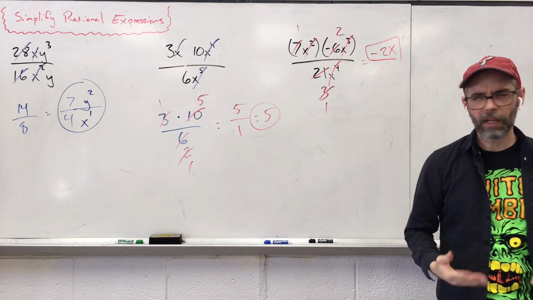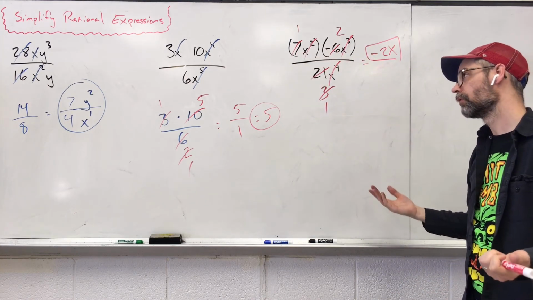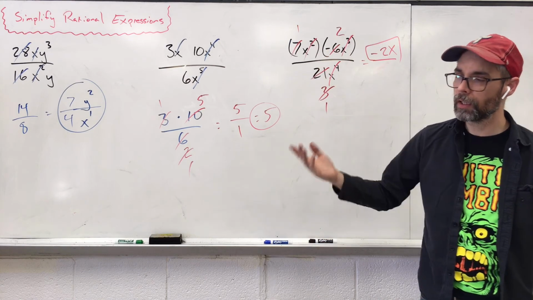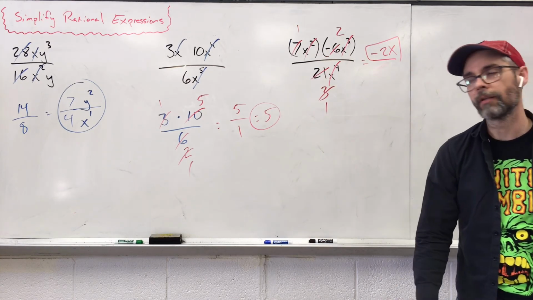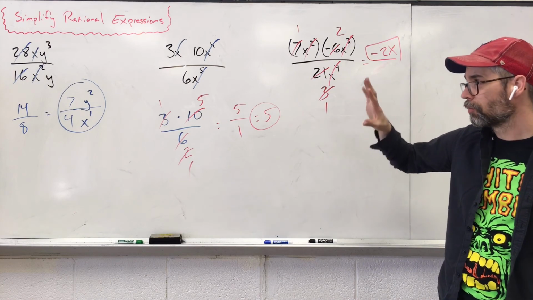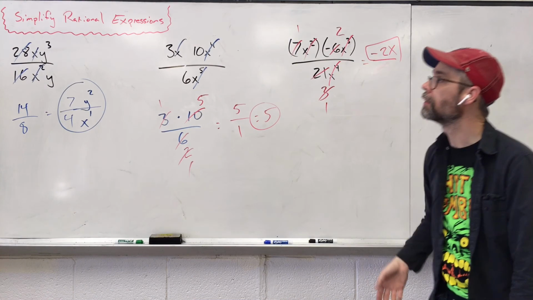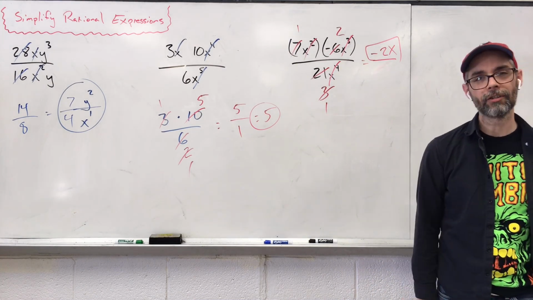Couldn't we have done this another way? Sure, you could have said 7 times 6 to give you -42. Divide that by 21, still get that -2 there. Two different ways of looking at the same thing, but when we get into more complicated versions, sometimes it's easier to go piece by piece, and that is simplifying rational expressions.